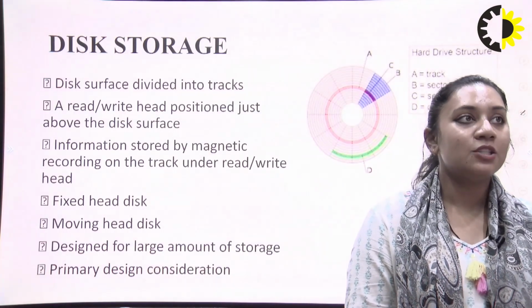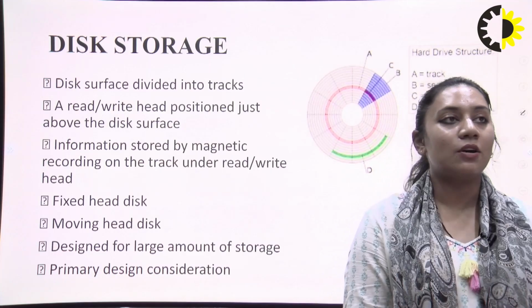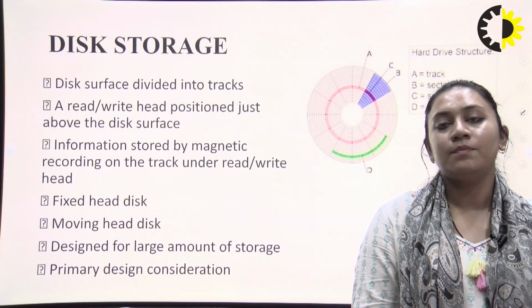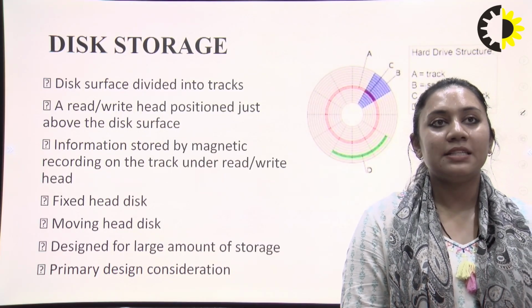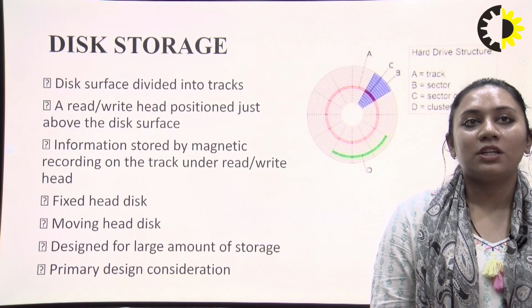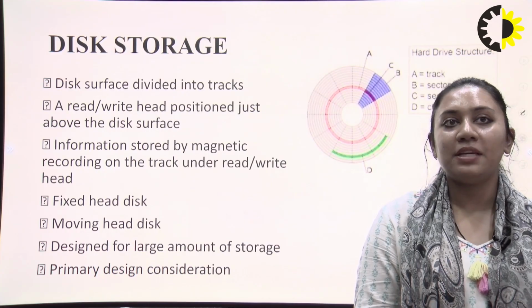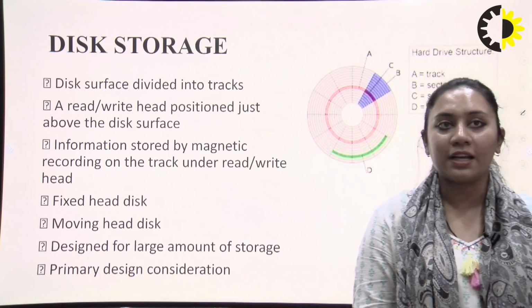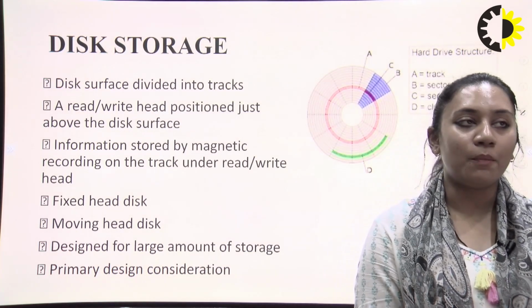Today I will talk about the disk scheduling algorithm and the RAID levels used in the operating system. So, what is disk storage? It is divided into tracks, which can be labeled A, B, C and D. A denotes the track in the hard drive, B is the sectors, C is also some type of sectors of the track, and D is the cluster formation in the operating system.